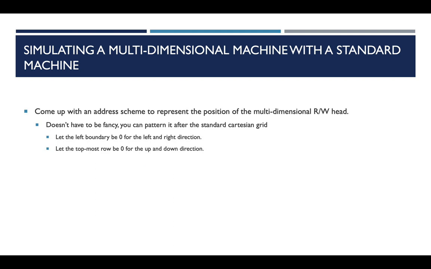So the first thing that we need is an address scheme that tells us the position that our multidimensional read-write head will be in. And this doesn't necessarily have to be fancy. You can pattern it after effectively a Cartesian grid. So you can let the left boundary of our grid be 0, and the top boundary of the grid be 0 for the up and down direction. Any move to the right would be a positive integer in our coordinate system, and any move down would be a negative value for the up-down direction.